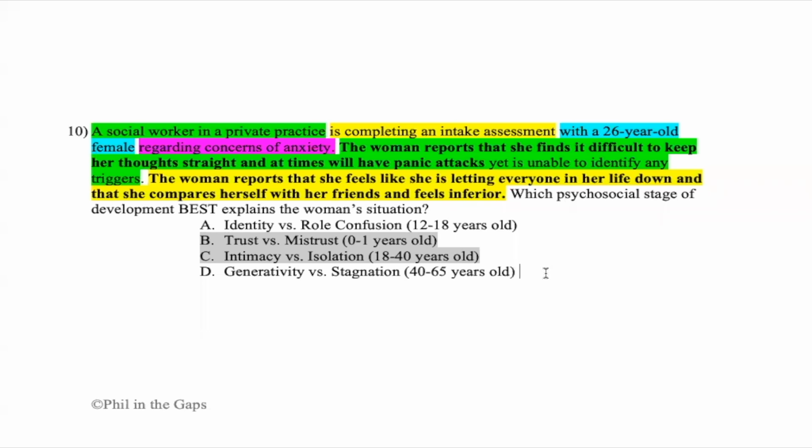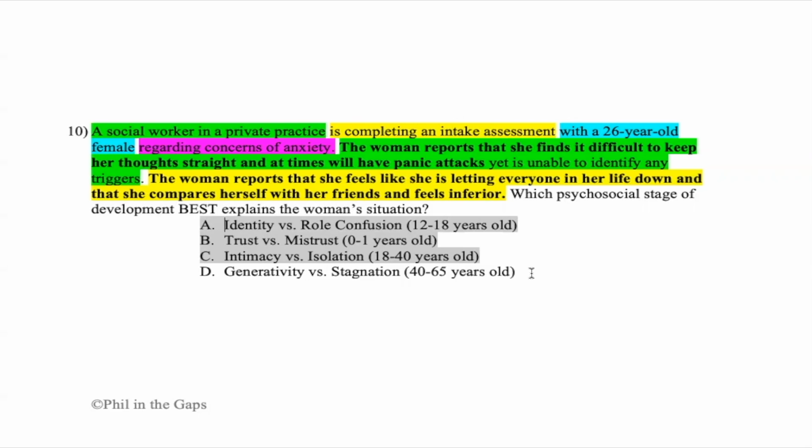So based on this, she has anxiety symptoms. She feels like she's letting everyone down. She's comparing herself to people and she feels inferior. So based on that, is she confused of where she should be going, or has she already identified or is she looking to identify where she would like to go, or has she identified where she wants to go and she's not meeting the expectations that she has? So for that reason, we're going to rule out A. Why? Because she feels like she's letting everyone down. So she already has a picture of where she should be and what people think of her.